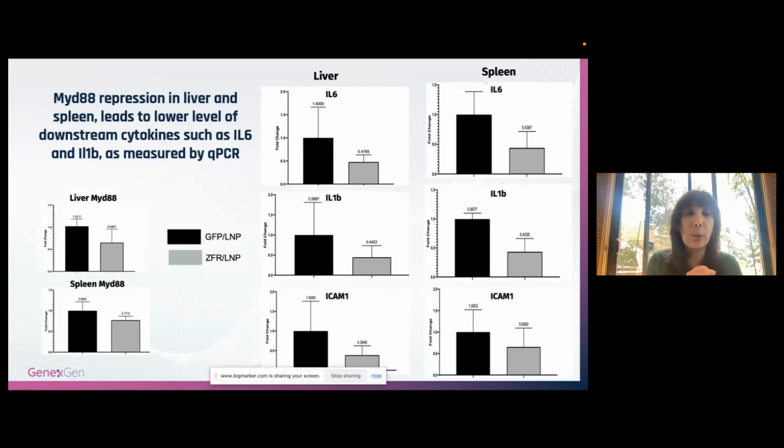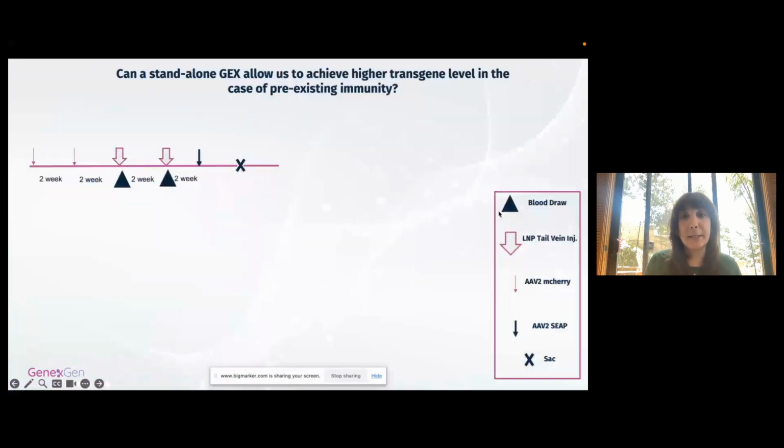And we have also shown that this strategy can also control other cytokines that are important in activation of the immune response as compared to the control that didn't receive the MyD88.